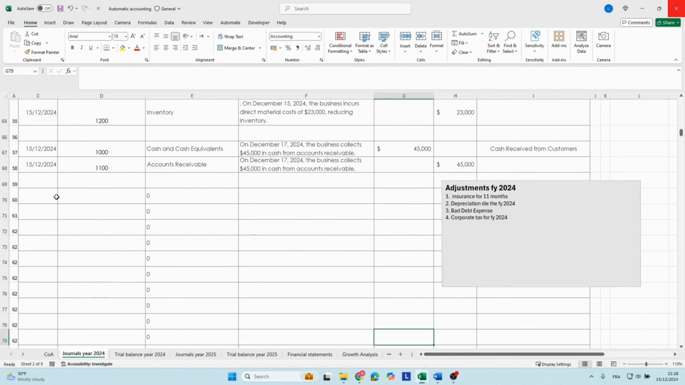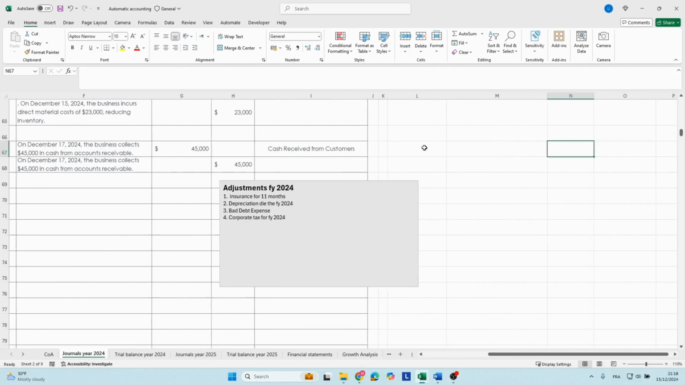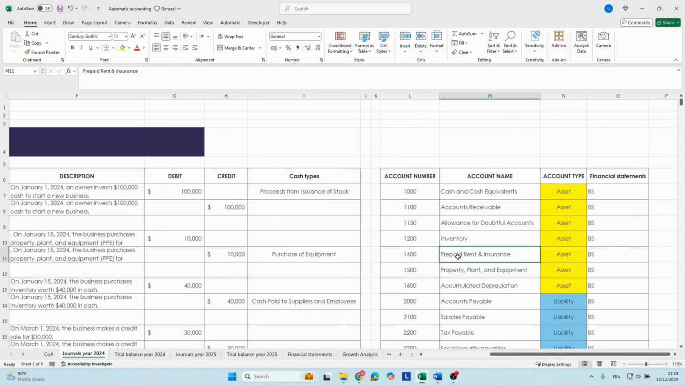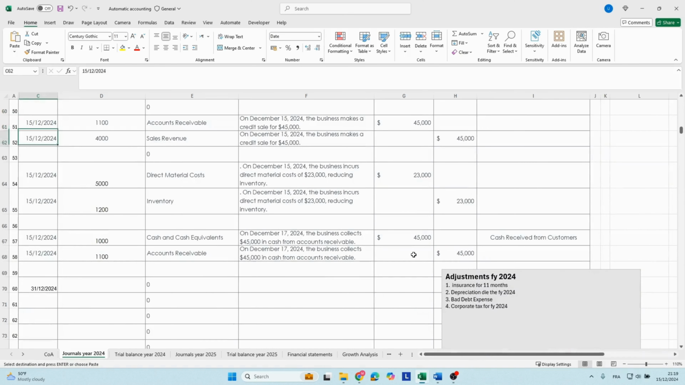We will start our first adjustment. So it will be the end of the year 2024, where we will use the prepaid account because it's an asset. We go to the chart of account and we check for the prepaid account, and you can see it is account 1400 prepaid rent and insurance. We go to the journal, then we put the description.